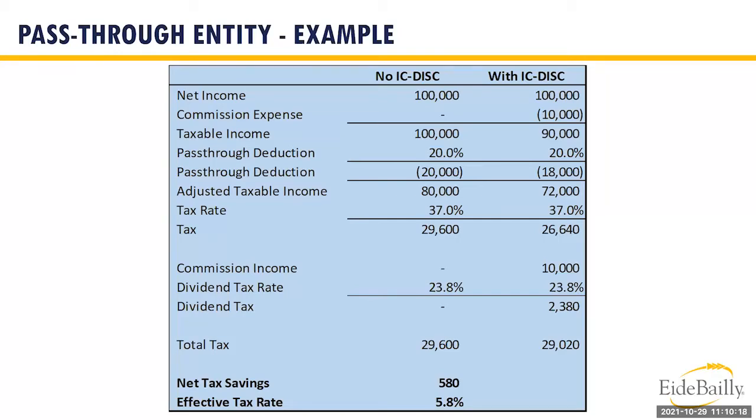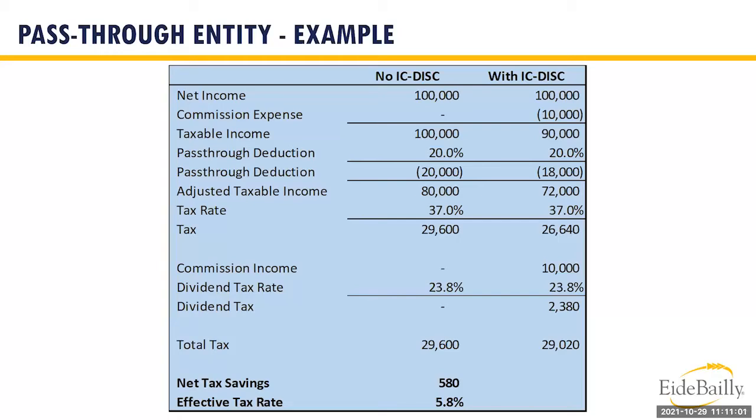Now, if we were to add an IC-DISC to this structure, and for this example, we'll assume our IC-DISC receives a commission of $10,000. So now our taxable income is reduced to $90,000, and our adjusted taxable income after the pass-through deduction is $72,000. At 37% tax, our tax is $26,640. But now we receive that dividend of the commission of $10,000, subject to tax at 23.8%. Again, assuming we're subject to net investment income tax. So $2,380 is the tax we pay on the dividend. $29,020 is the total tax we pay.